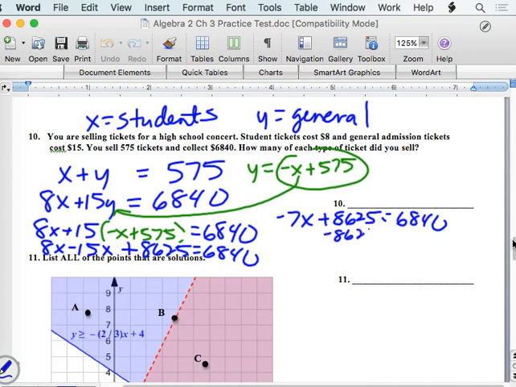And this is the reason why I wanted to solve at least one of these for y. Because this is a point where some people convince themselves, oh my gosh, I'm doing something wrong. I'm going to get a negative number. 6840 minus 8625 is negative 1,785. And then they start erasing things. But they shouldn't erase. Why not? We're going to divide by a negative anyway, and the answer is going to be positive. So just because you get a negative, don't freak out. It all works out in the end.